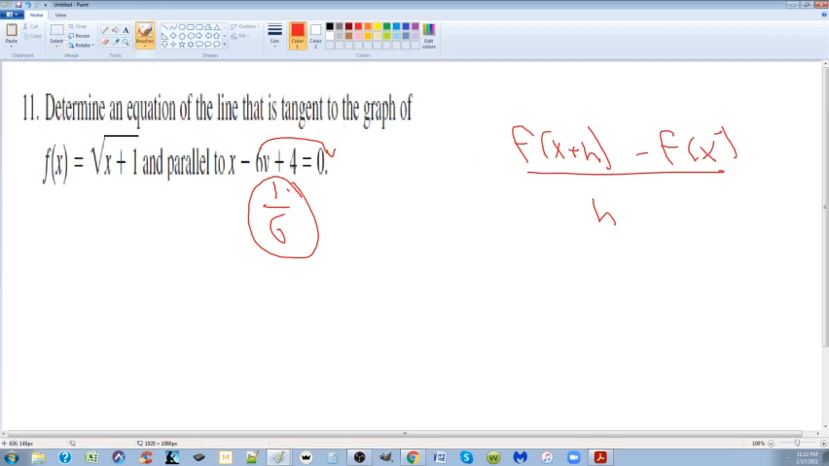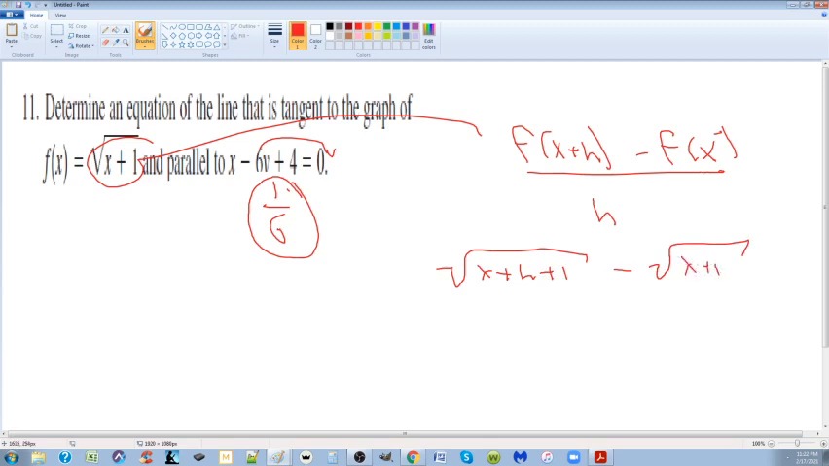So you cannot solve it because we don't have an x yet, but you can put in these brackets x plus h plus 1. So when we replace these terms with the actual formula, we get the square root of x plus h plus 1 minus the square root of x plus 1. And that's what this is equal to, because I put the x plus h where I saw x, all of it divided by h.